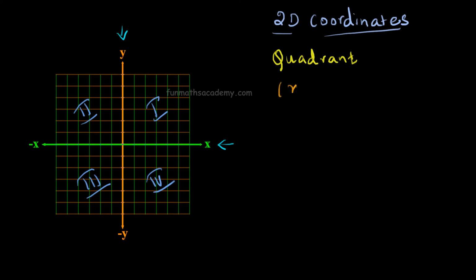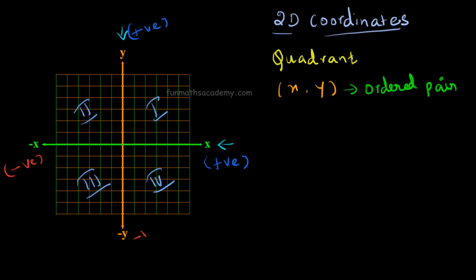Coordinates will always be written in between parentheses as x value, y value. As the coordinates are always written in an order, every pair of coordinates will be called an ordered pair. You may notice that the right side of x-axis and the upper part of y-axis is positive and the left side of x-axis and the lower part of y-axis will be negative.